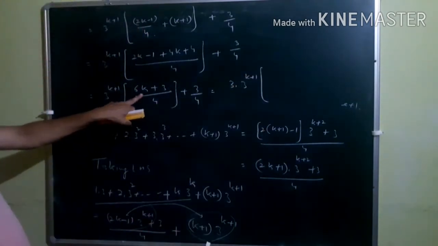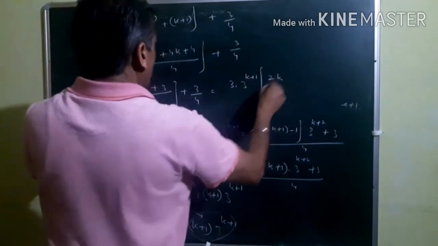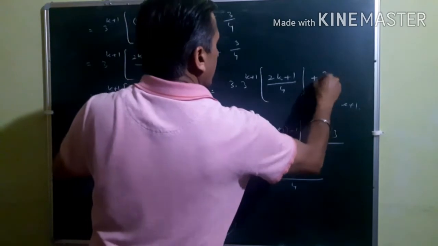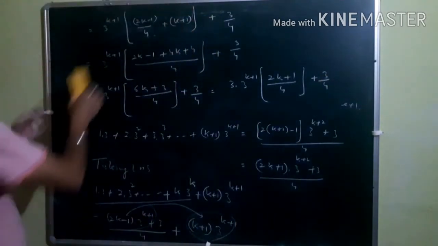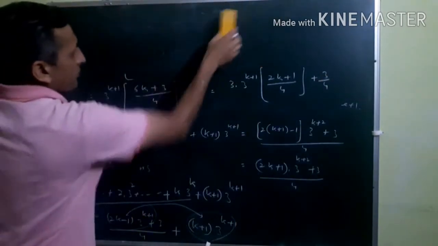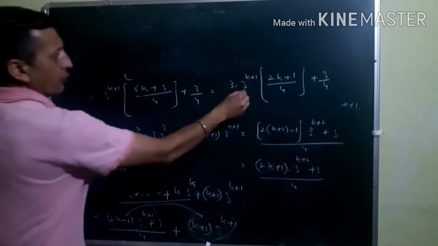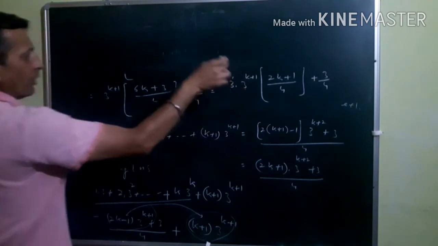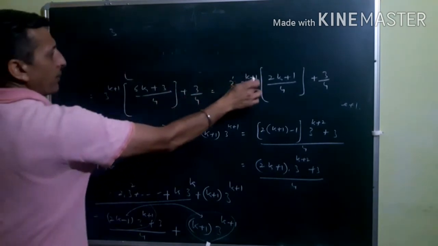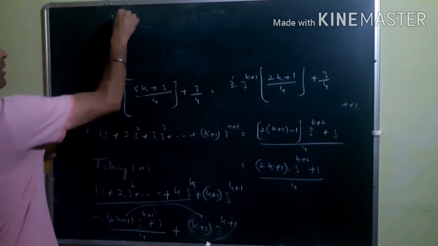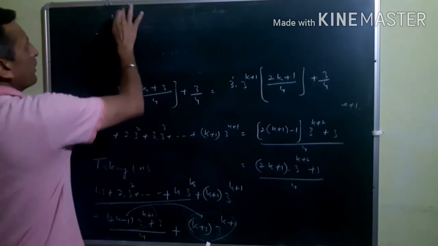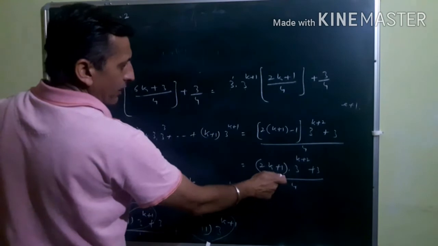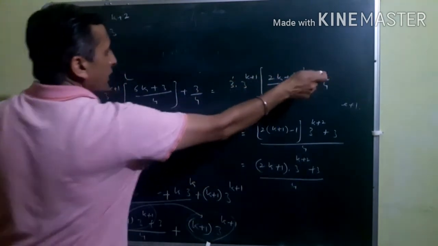Taking 3 as common from the 6, it is 2k plus 1 upon 4, plus 3 by 4, which will be the same. Once again see here. Now you know when the bases are the same you can add the powers. The power is 3 to the power 1, so it becomes 3 to the power k plus 1, that is 3 to the power k plus 2. See, it is k plus 2 and 2k plus 1, which is our requirement. And plus 3 will be the same.